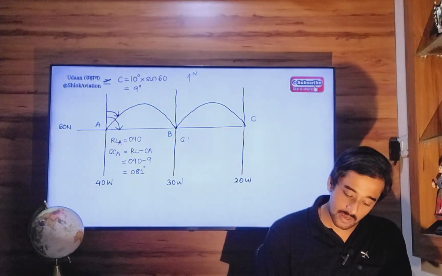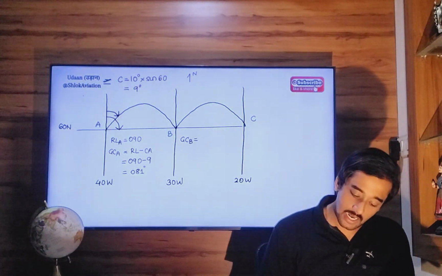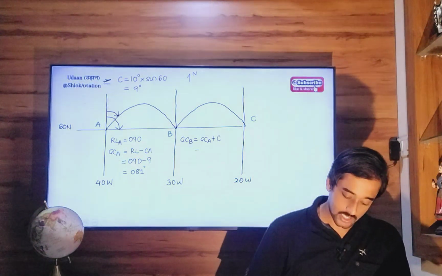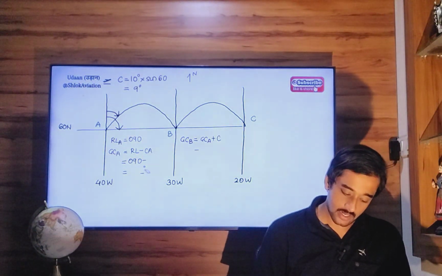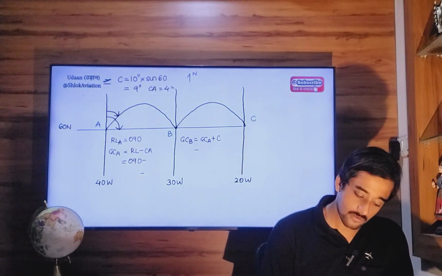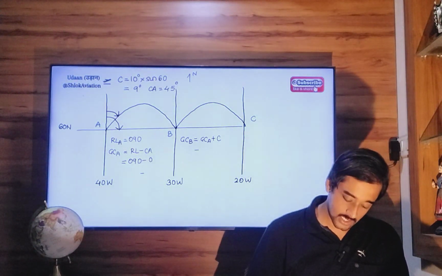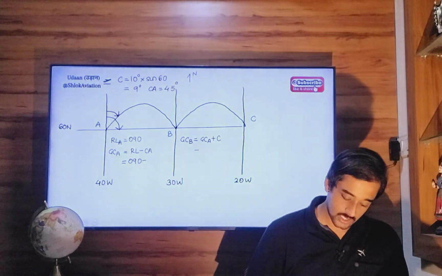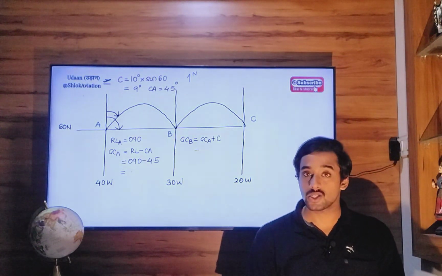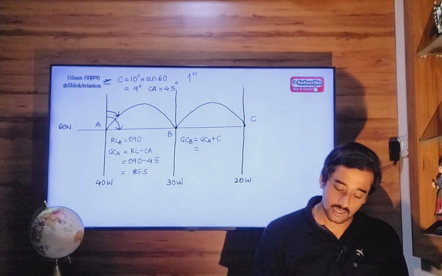Great circle at B will be equal to great circle at A plus convergency. Correction. This is convergency angle, right? So convergency is 9 degrees. So convergency angle will be 4.5. So 090 minus 4.5, that is 85.5. So great circle at A plus convergency.